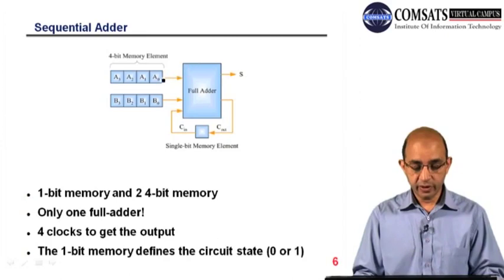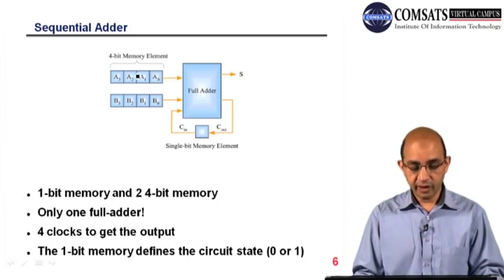So on the first clock, what will happen? This A0 and B0 will be added. We will have the sum, and then this is the C out, carry out, and this carry out will be stored here so that we can use it for the next addition.